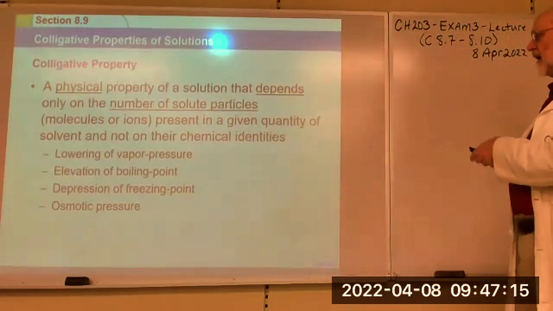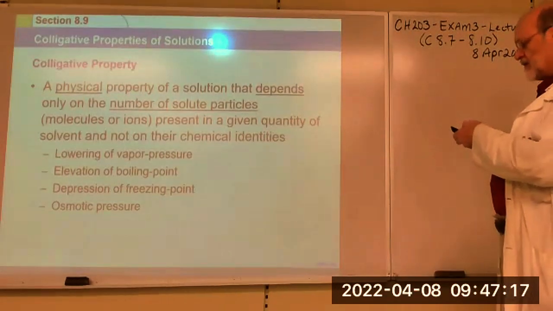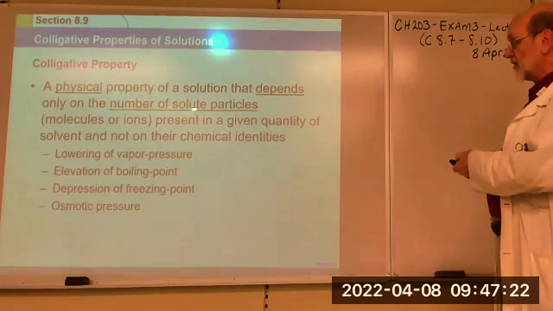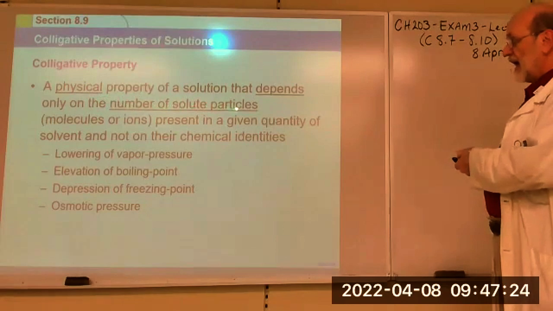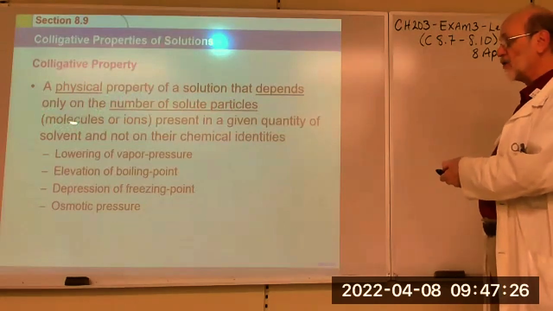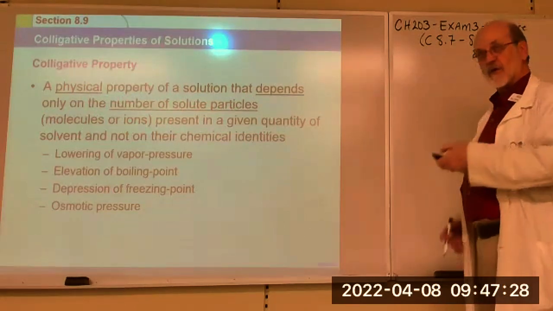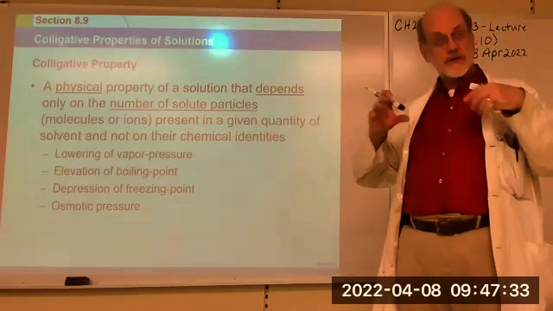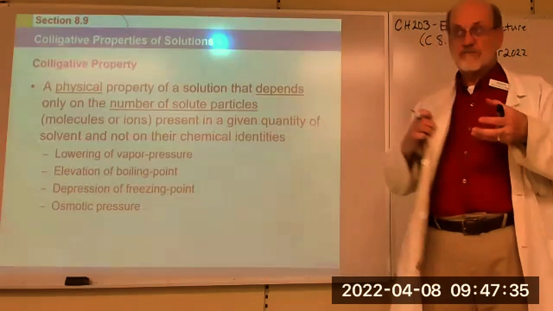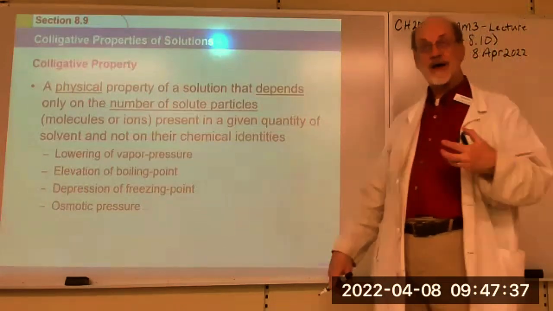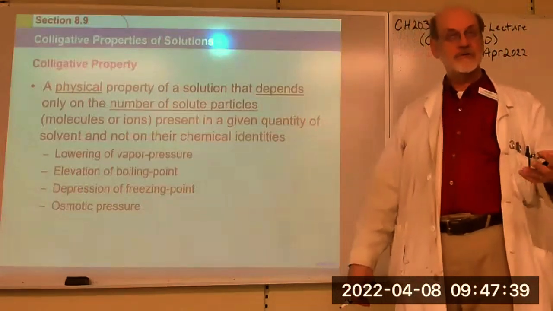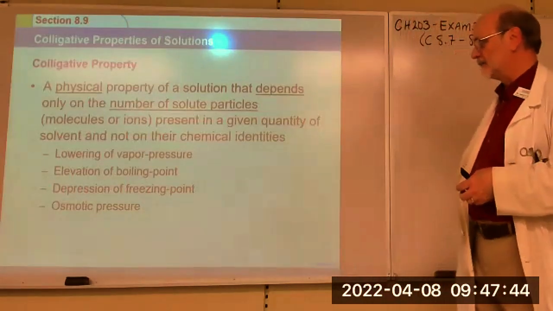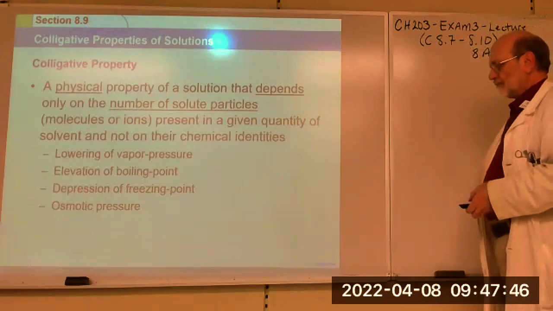Okay, so it's important to note that the number of solute particles is the key. And they could be whole molecules, they could be ions. So if you have a compound that dissociates when it goes into solution, then you would need to know how many ions are produced from that compound. So that's a catch right there.